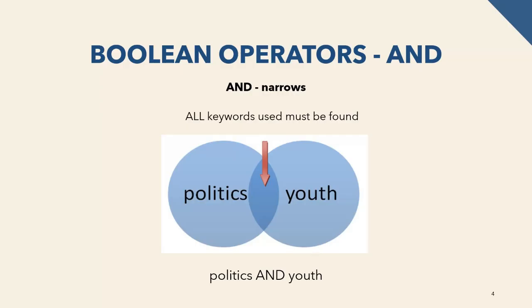We use AND to connect each of the different parts of the question we're asking. AND narrows. It forces the database to not only find all the terms in the string, but to find where those terms intersect. So in this example, we don't want just politics or just youth. We want articles where both terms are found together.